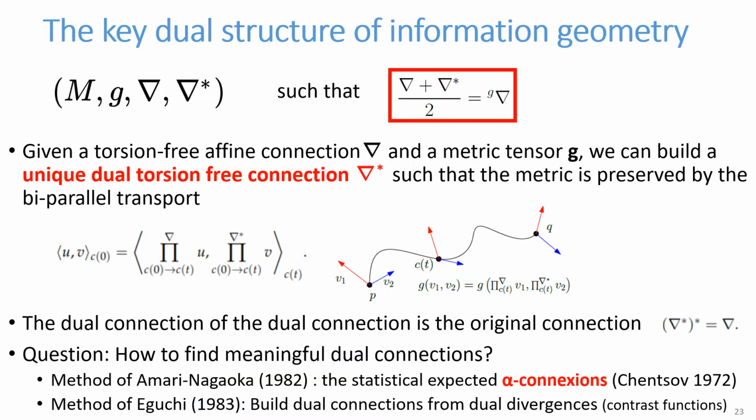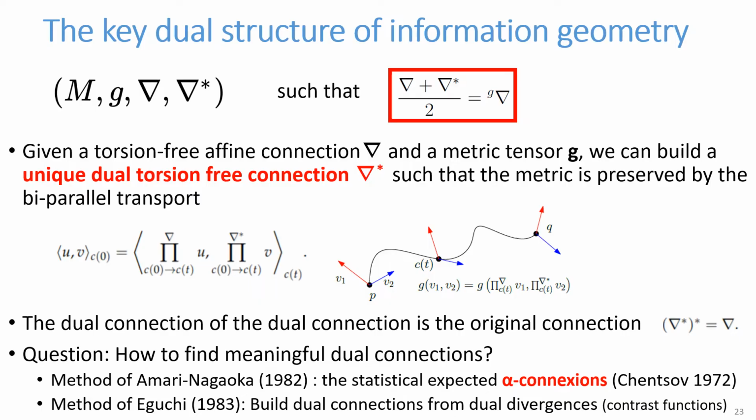We now define the core geometric structure of information geometry, a quadruple (M, G, ∇, ∇*), which consists of two torsion-free affine connections, ∇ and ∇*, which are dually coupled to the metric tensor in the sense that their average connection is a Levi-Civita connection. The fundamental theorem of Riemannian geometry states that there exists a unique torsion-free metric-compatible connection, precisely the so-called Levi-Civita connection. Metric-compatible means that the inner product between two vectors does not change when we parallel transport these vectors using the Levi-Civita connection.